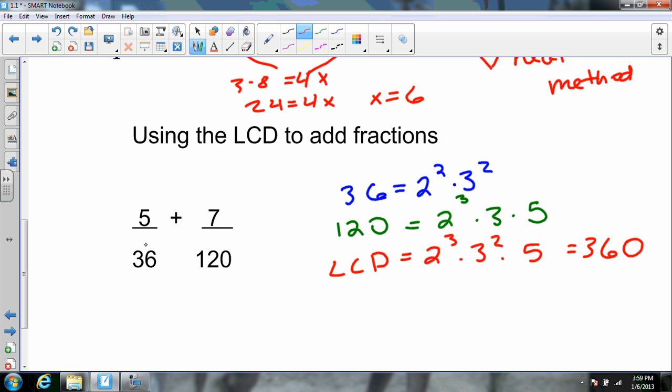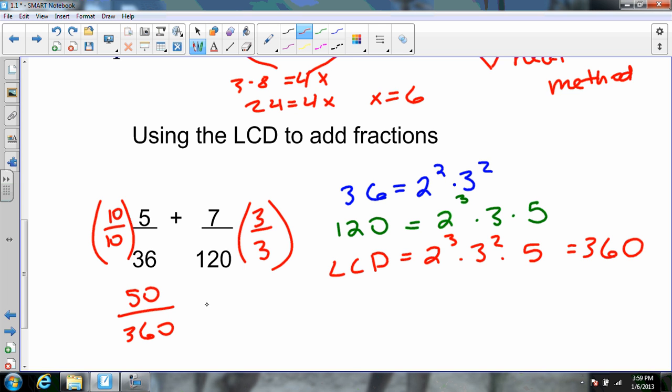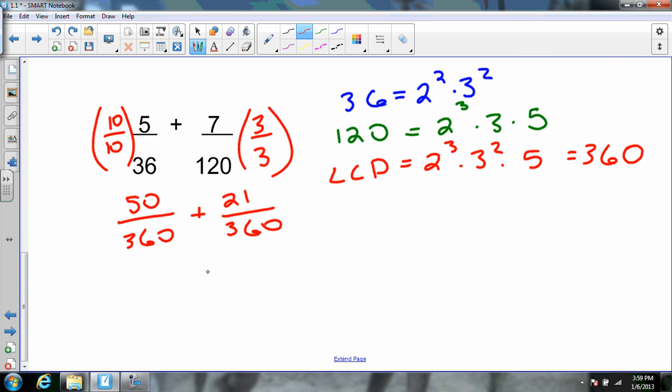So we see that the first fraction, 5 over 36, needs to be multiplied by 10, which goes to 50 over 360. And we see the second fraction, 7 over 120, needs to be multiplied by 3, which goes to 21 over 360. And all we do now is add the top. 50 plus 21 is 71 over 360, and this is irreducible.